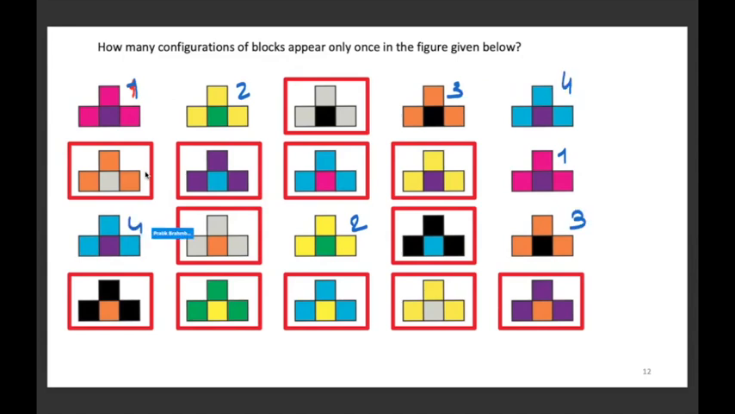So out of the 20 total blocks that are there, 8 blocks are getting repeated, because we have 4 patterns that are repeated, 4 into 2, 8 blocks. That makes a total of 12 blocks that are unique, that appear only once. Okay, we'll move to the next one.